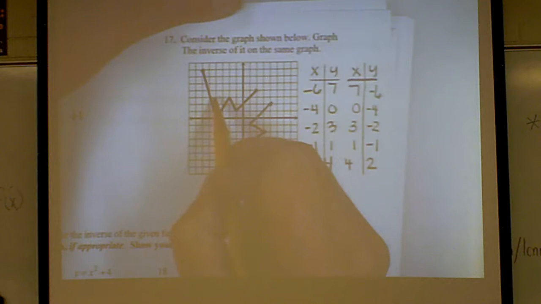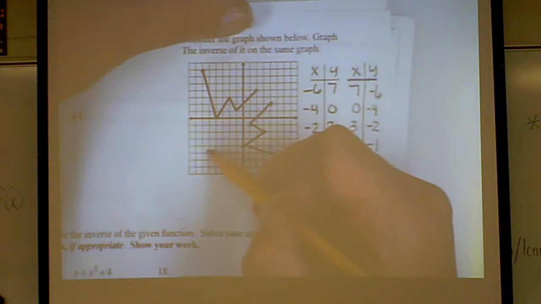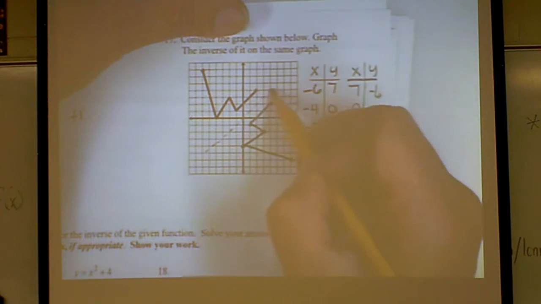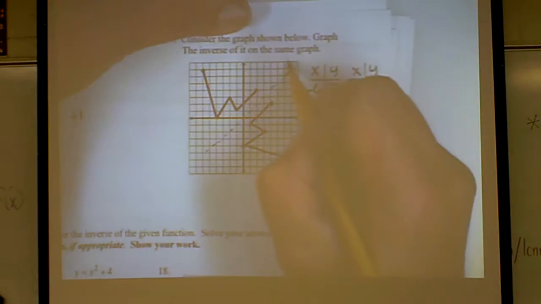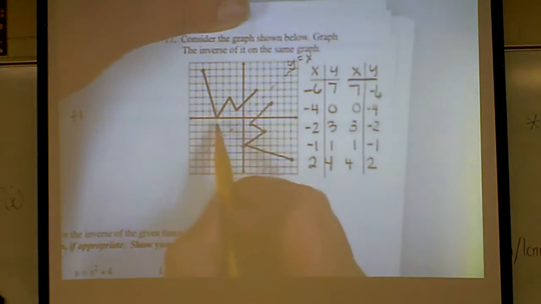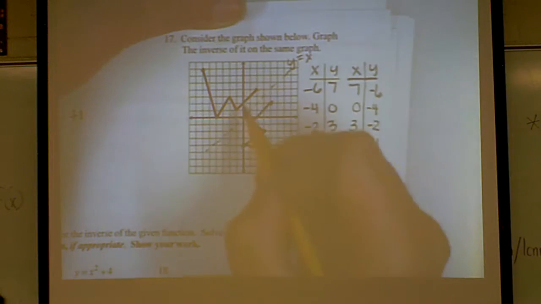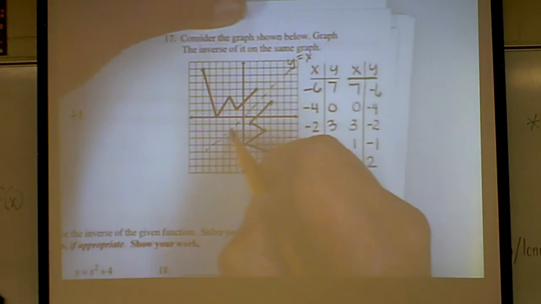This is the inverse of that. What it is, it's a reflection, you can check. It is a reflection over the line y equals x. This graph is reflected over the line y equals x.